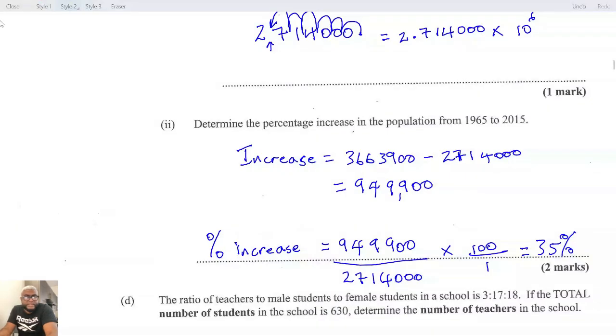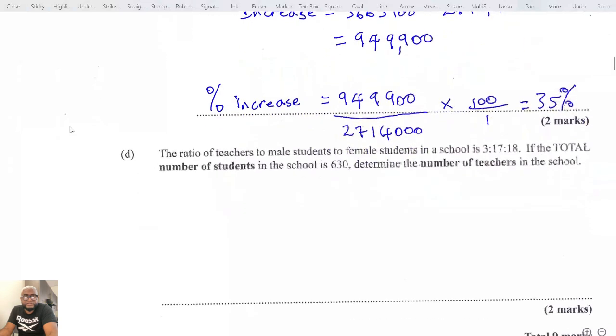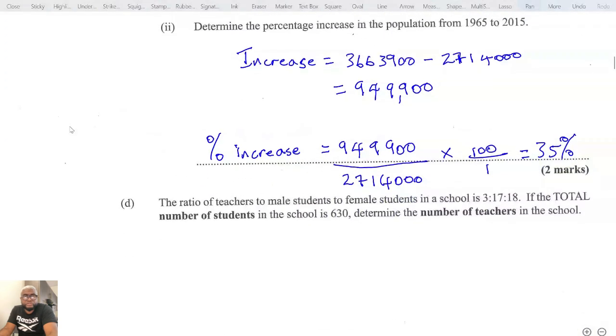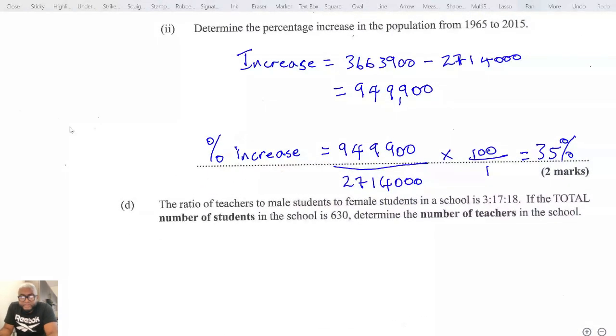Start reading the next one meanwhile. Next, a ratios question here. CSEC loves these ratios questions. This is 2 marks. So I'm not giving you 2 minutes now, 1 minute. Last one here, 1 minute.